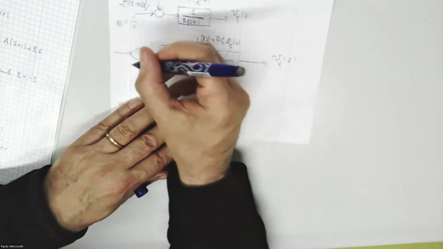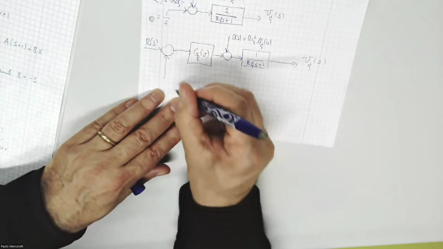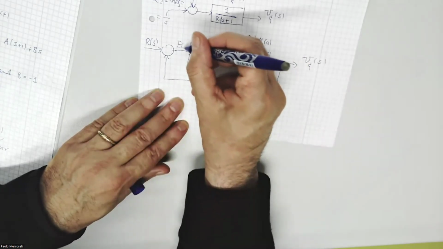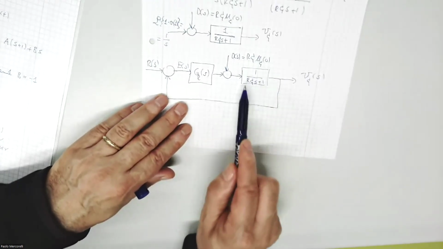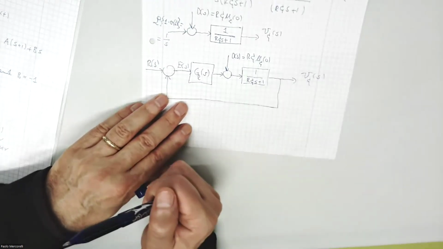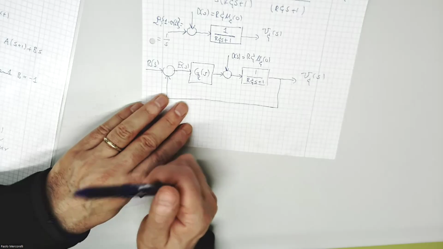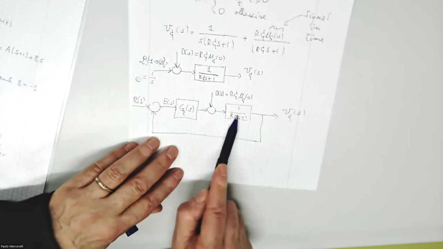Here we will have the goal. Here the feedback. This means I would like to tell you that this disturbance here, it depends which kind of disturbance I have. In this case, the disturbance must be represented in input to the system.